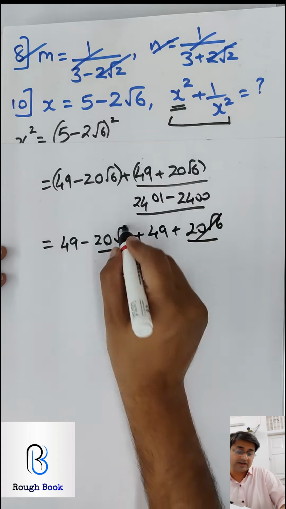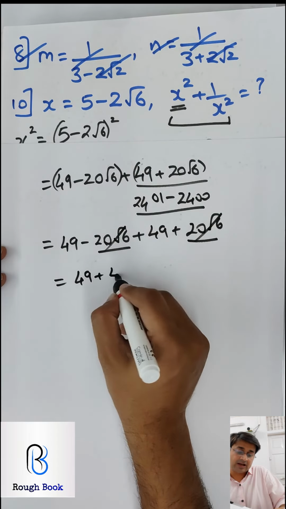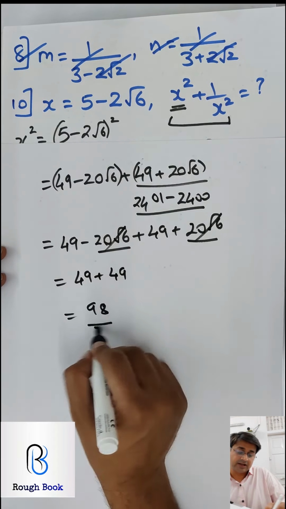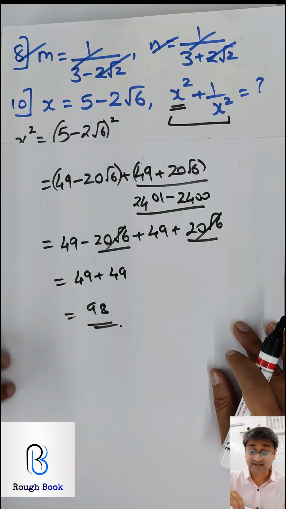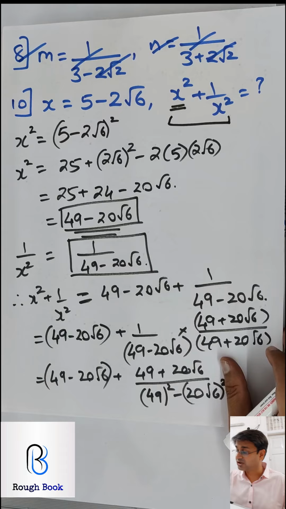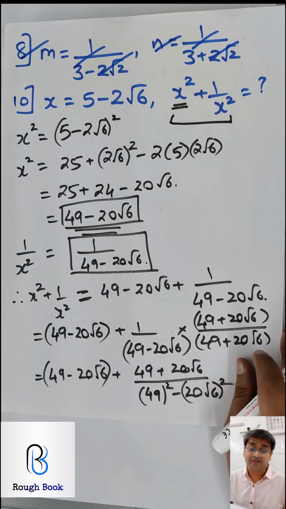So this plus and minus gets cancelled. 49 plus 49, 98. And that's how you can get your answer. Isn't it a lovely question? Yes, it was. I am sure you managed it and you have made yourself proud.